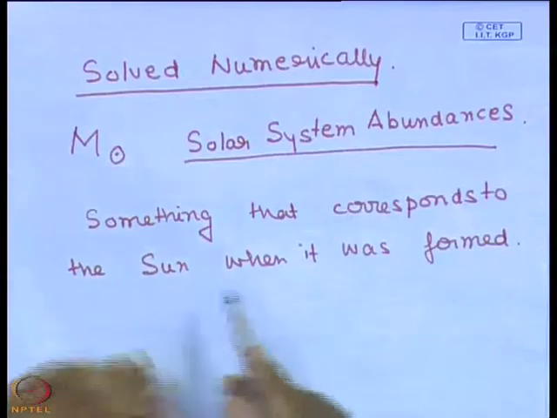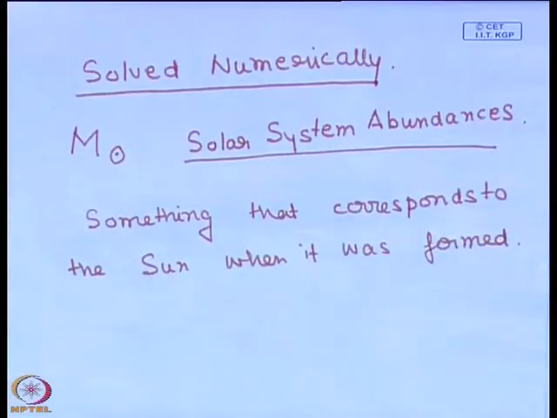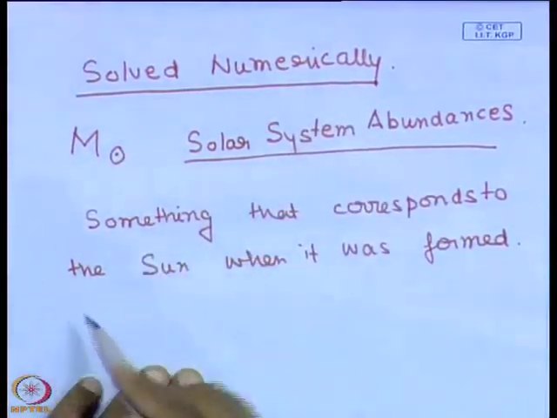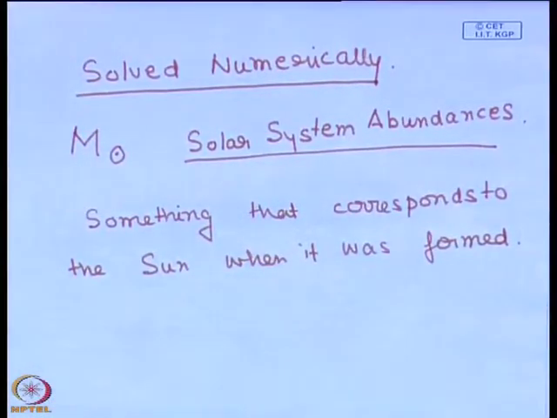Right, because you have started off with the initial composition of the sun and you set up these equations and you solve it, then people actually are able to reproduce something that people believe is what the sun looked like when it was formed.